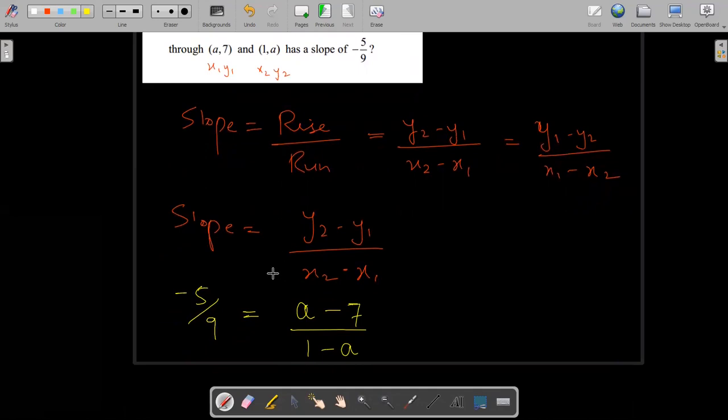Great question. So you tell me the answer to this. This is where I was stuck. I got all the way here and I said, uh-oh. When you have fractions on the left side and fractions on the right side, you can cross multiply, the butterfly form, which you told me last time. Okay, so we can do -5 times 1 minus a equals 9 times a minus 7.